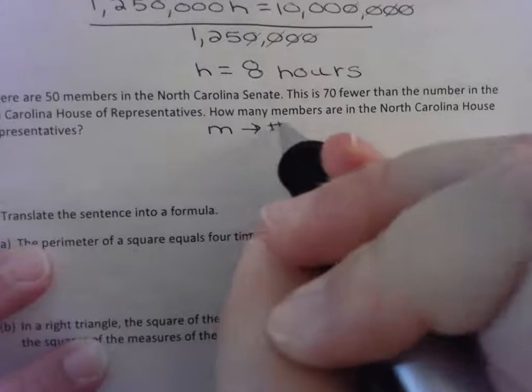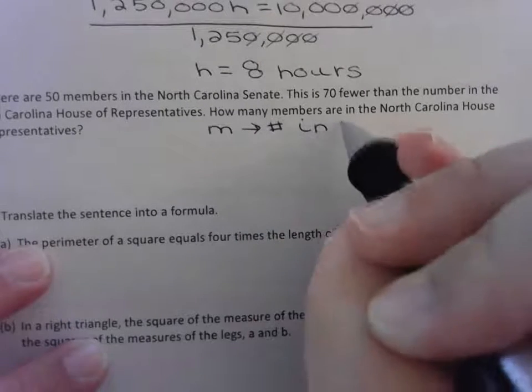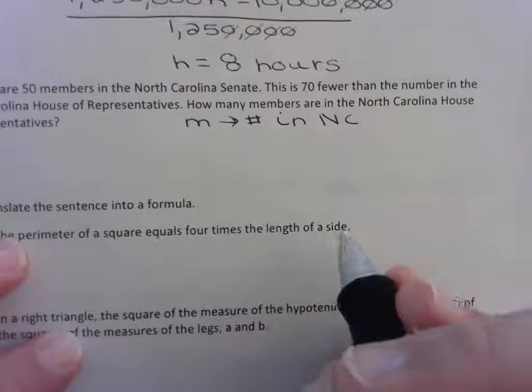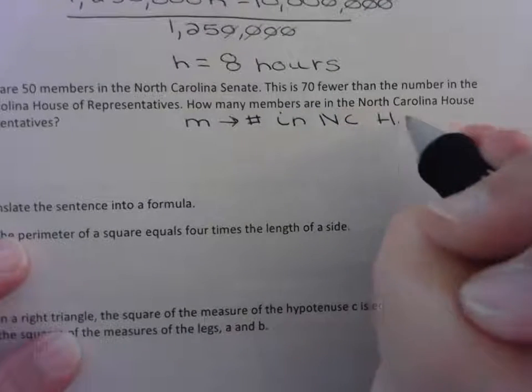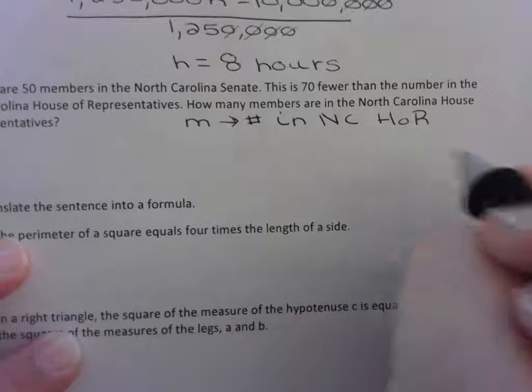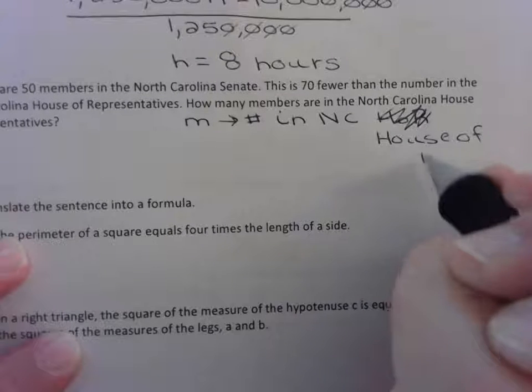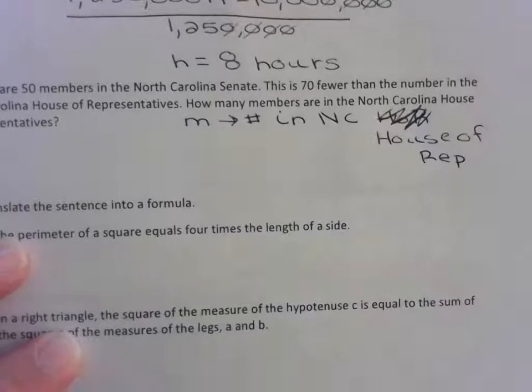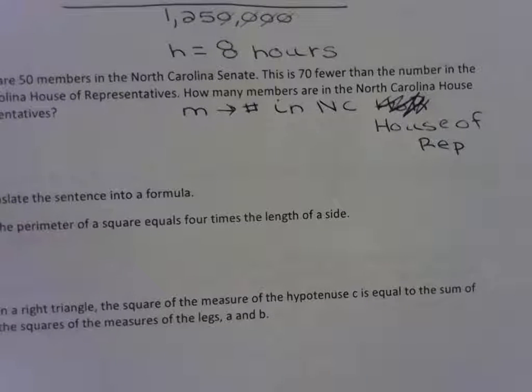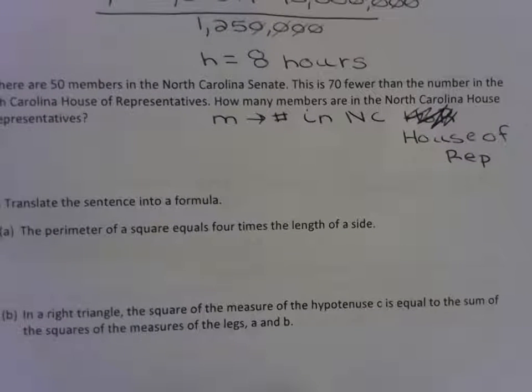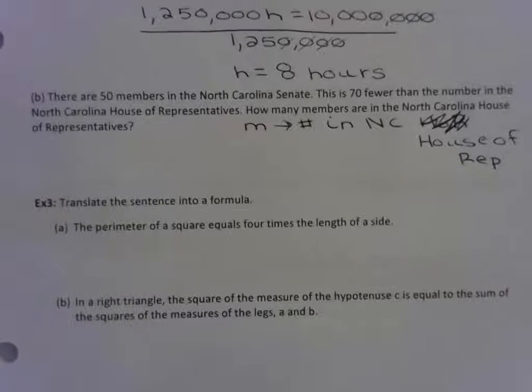So M is the number in the North Carolina House of Representatives. Okay? So M, whatever they're looking for, is the number of members in the House of Representatives. That's what I'm looking for. Always look for a variable. Go back and read what information they give me about that. As I go back and read, we're going to try to set up an equation. What do they tell me about that?